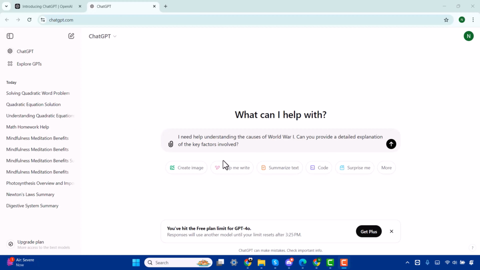And the last one, number 5. Example question. Example: how can I use ChatGPT for my history homework? For example, I need help understanding the causes of World War I. Can you provide a detailed explanation of the key factors involved?